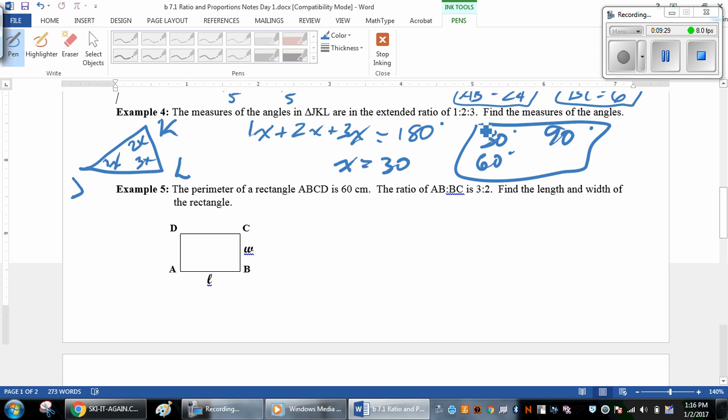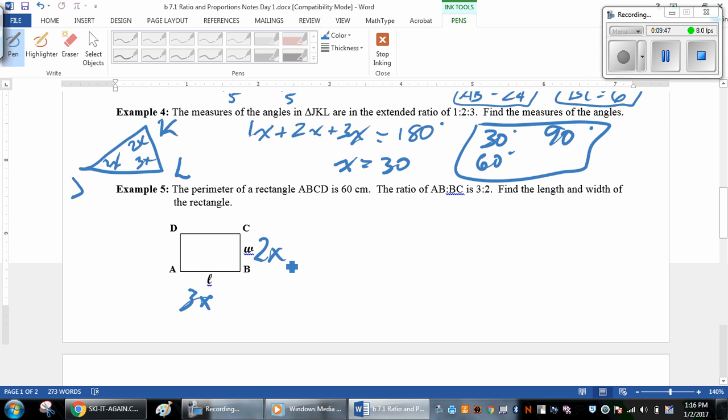Again, now notice, same idea here. We're looking to see how we can make an equation with this ratio. So here we have the ratio of AB to BC. Here's AB, our length, and that goes first. So that's going to be the 3x, and BC goes second. That's going to be the 2x. All right, now don't worry about the L and W right now.